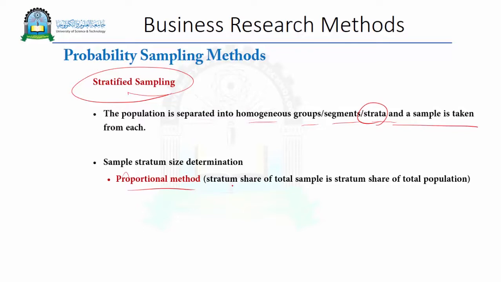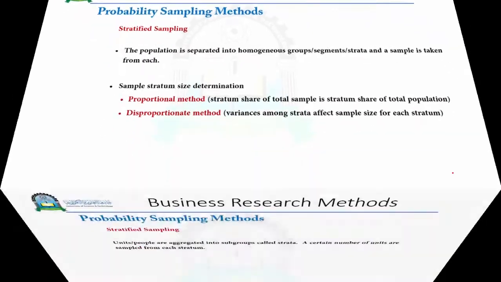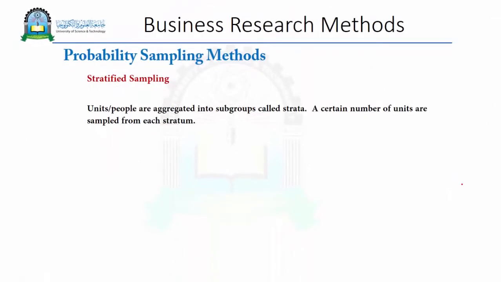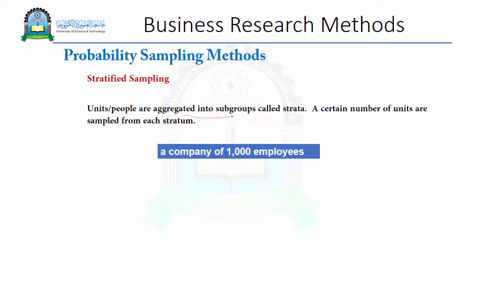So stratum share of total sample is stratum share of total population, and this proportional, which is going to be variance among strata, affect sample size for each stratum. The stratified sampling is like what we will explain in this example. So the people or units are aggregated into subgroups called strata. A certain number of units are sampled from each stratum.